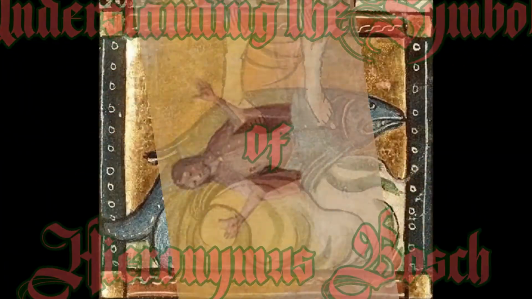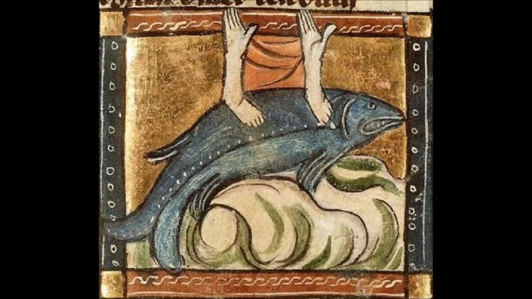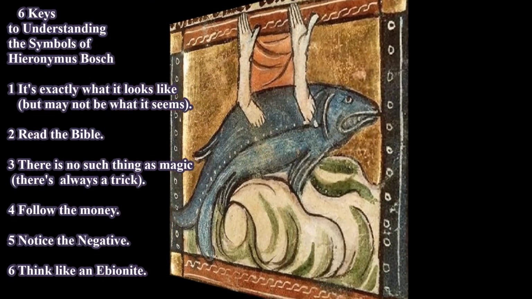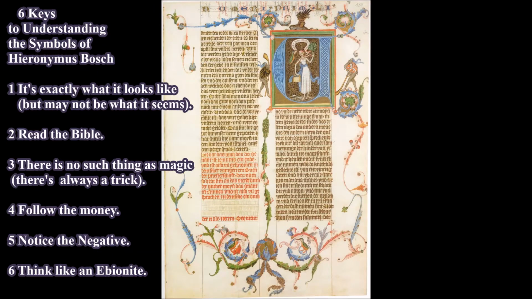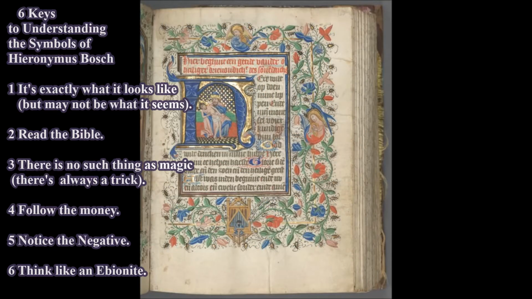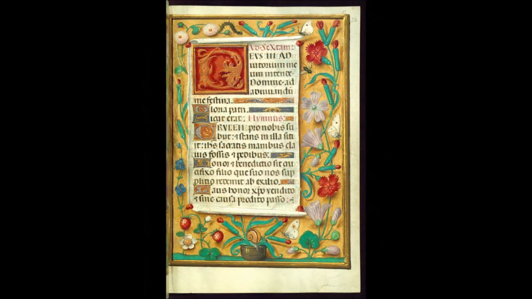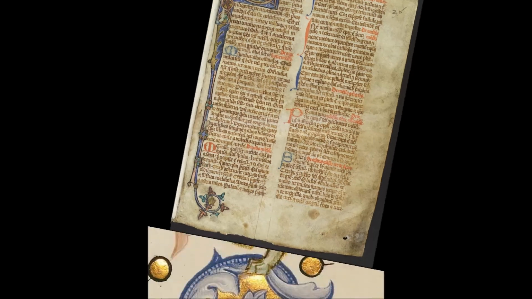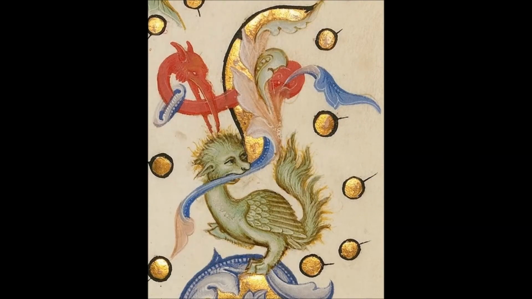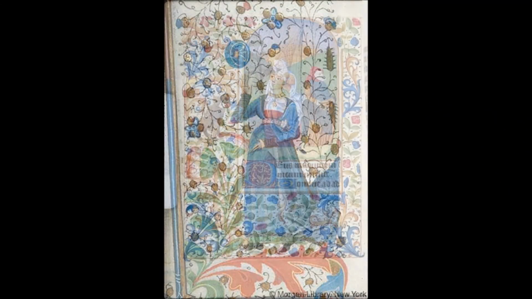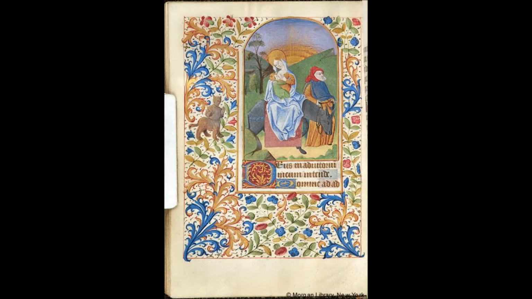And this time around, we're going to decipher this drollery, and we're going to use the 6 keys to understanding the symbols of Hieronymus Bosch. Drolleries are found in illuminated manuscripts. Illuminated manuscripts are the hand-drawn books found in the Middle Ages, and the drolleries refer to the little drawings around the edges, and these are sometimes decorations, but other times they either illustrate what's going on in the text or they are puzzles.